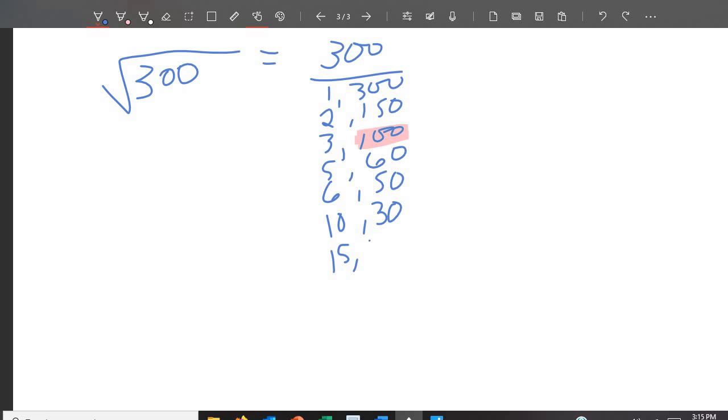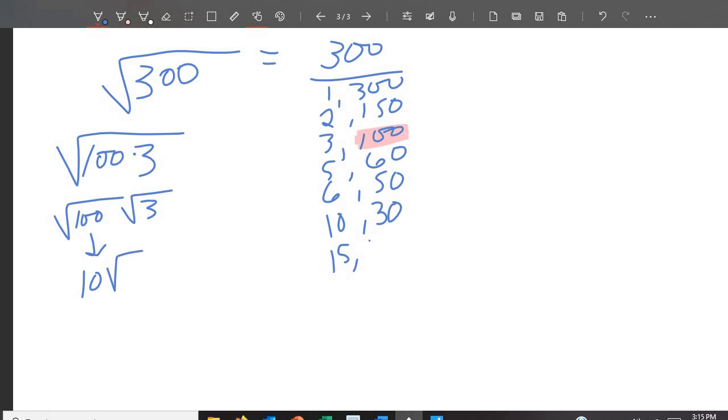No, I don't think it's about. Yeah. So we can break this apart as 100 times 3, and use that little rule that says we can break it apart into 2 square roots. I can take the square root of 100, which is 10. I can't take the square root of 3, so we just leave it alone. And that'd be my final answer.